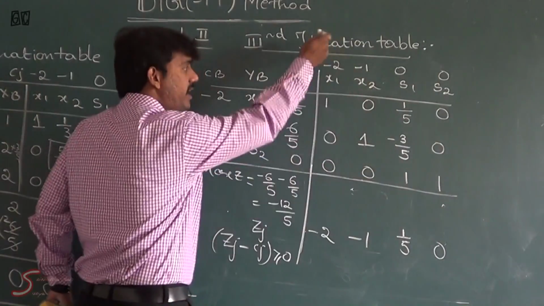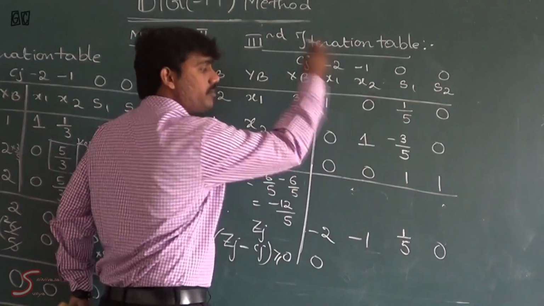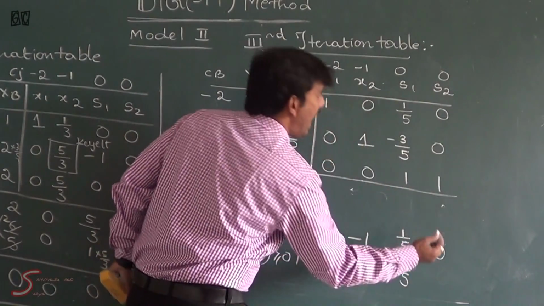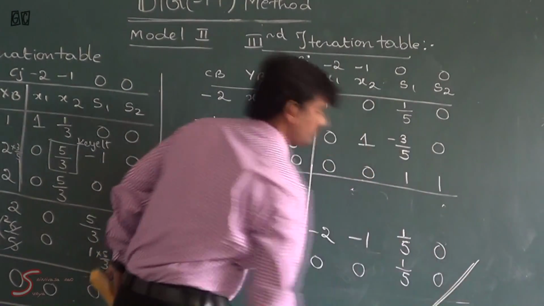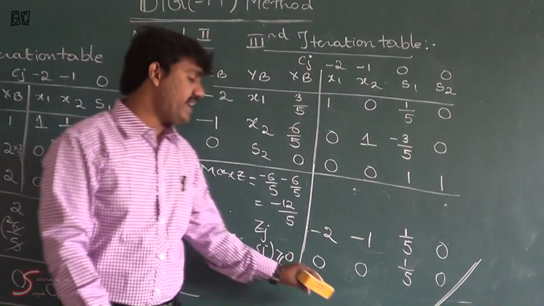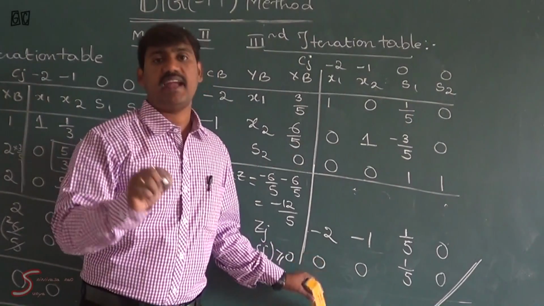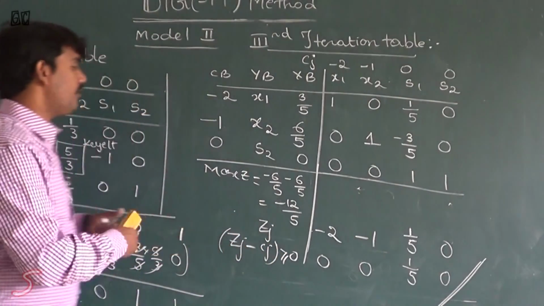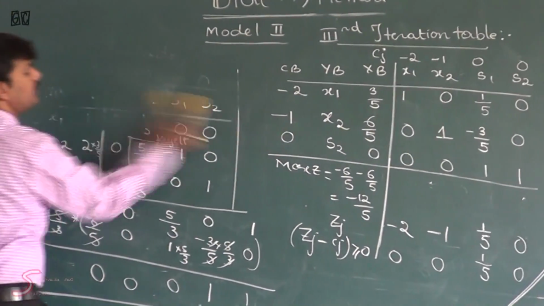Minus 2, minus into minus plus 2, 0. Minus 1 minus minus plus 1, that is 0. 1 by 5 minus 0, that is 1 by 5. And 0 minus 0 obviously 0. So in this case, the optimality conditions are satisfied. Hence, we got an optimum solution for this. So we have the final conclusion for this.